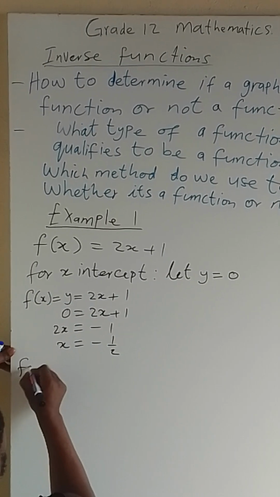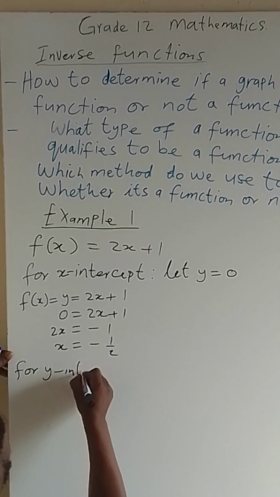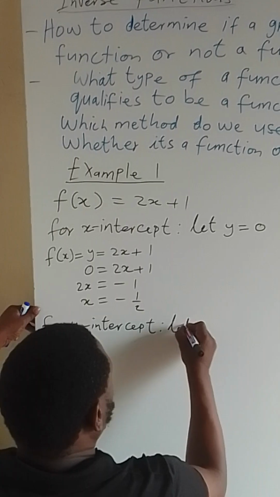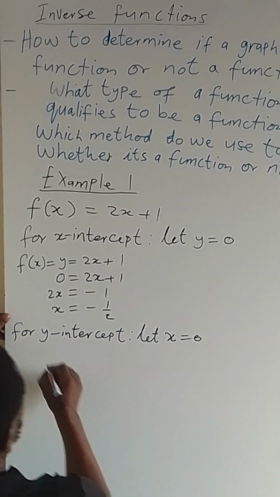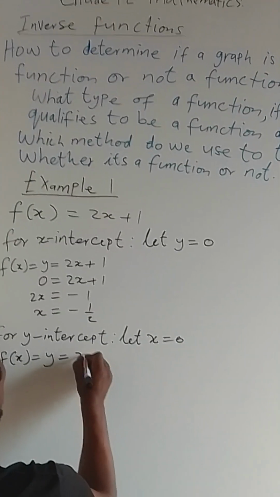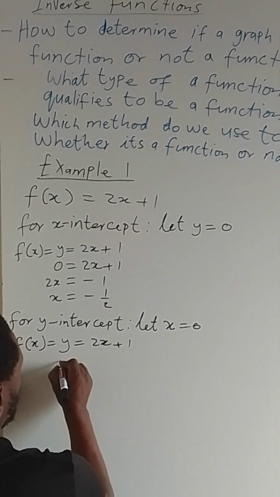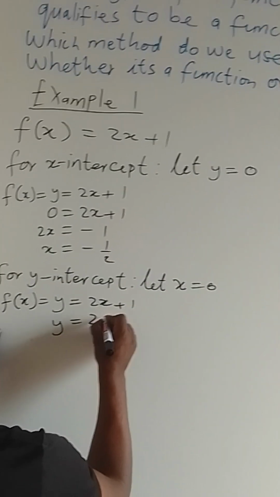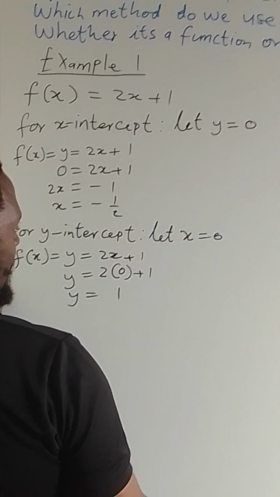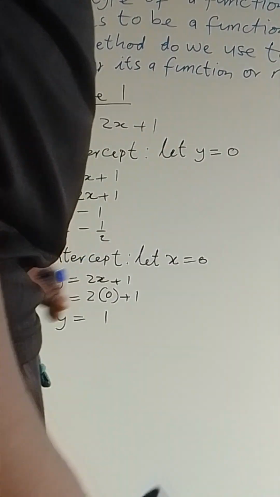Then you need to find the y-intercept. You let your x be 0, then f(x) is your given function, which is 2x plus 1. You want to find the value of y. y is equal to, whenever you see an x, you put a 0, which gives y equals 1. Now let's draw the graph of this function.